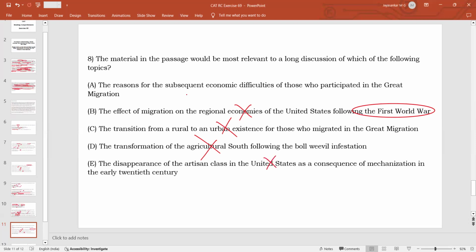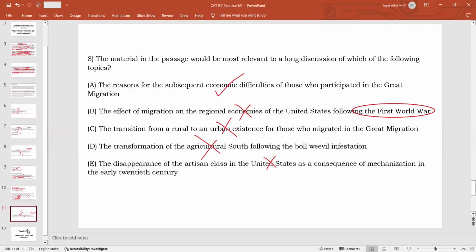So, since the passage has a lot of material on the motive and the skill set of the people who migrated, the passage will have enough relevance in this discussion regarding the subsequent economic difficulties. So this is the only answer that is possible. So option A would be your answer.